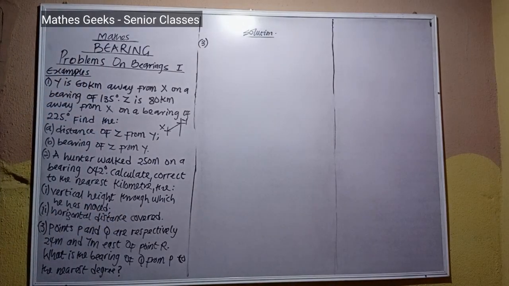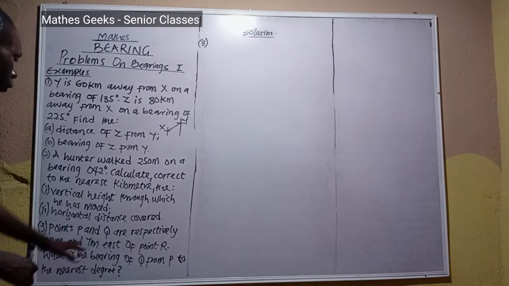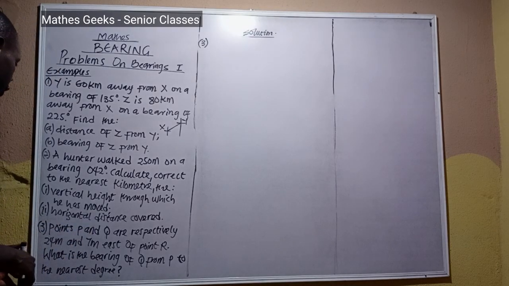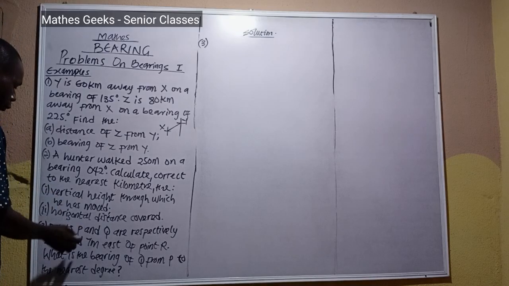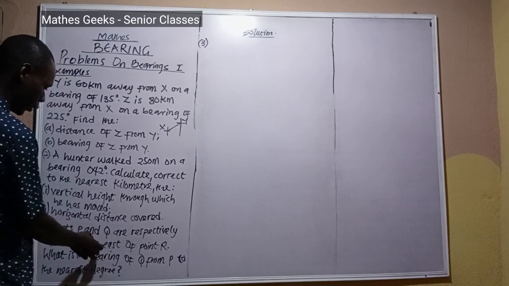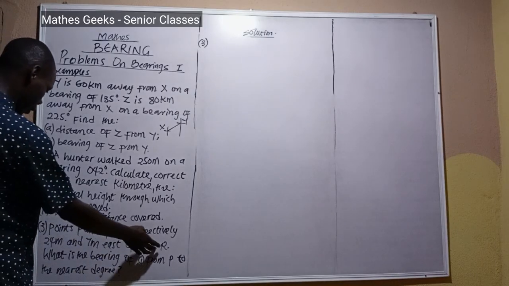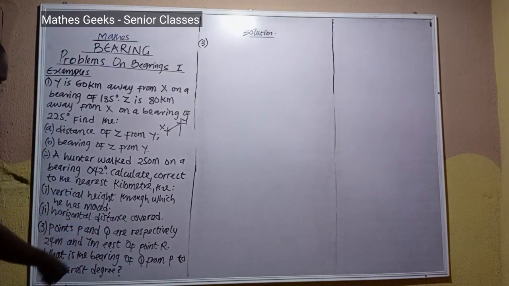Points P and Q are respectively 24 meters and 7 meters east of point R. What is the bearing of Q from P to the nearest degree? So we need to be careful when analyzing this question because of the way the question is constructed. Points P and Q, so let's take each of them individually. Point P, which is 24 meters, is east of point R.